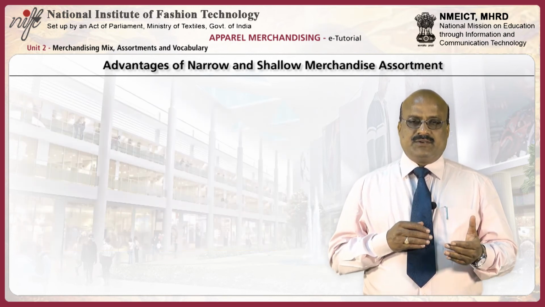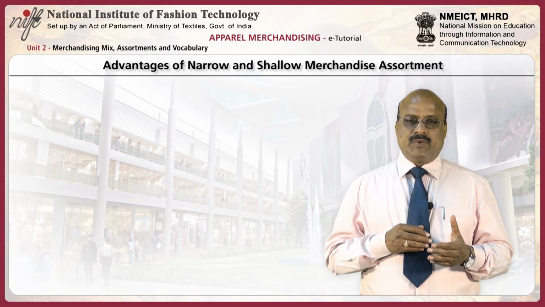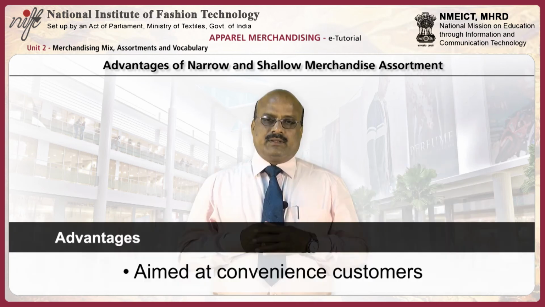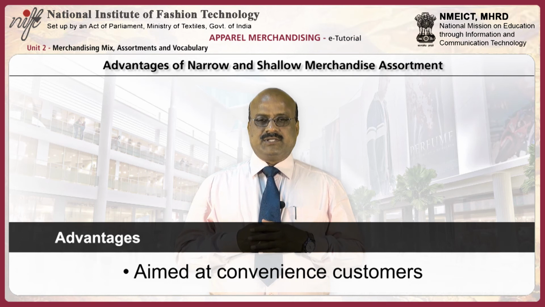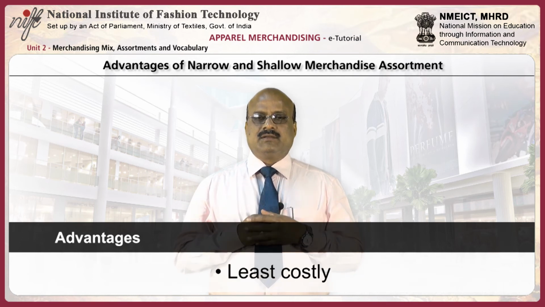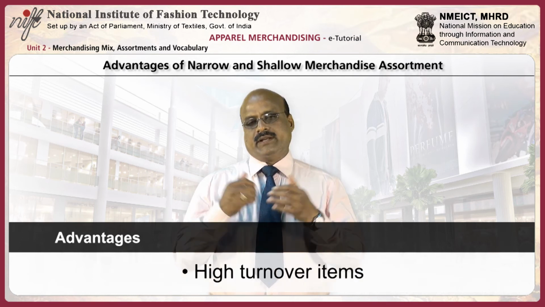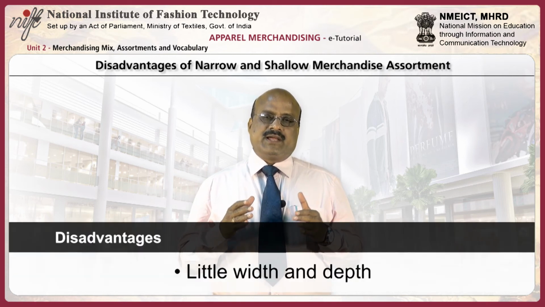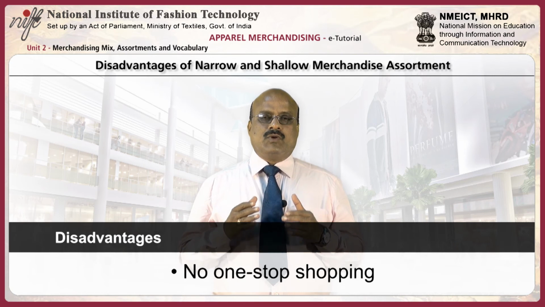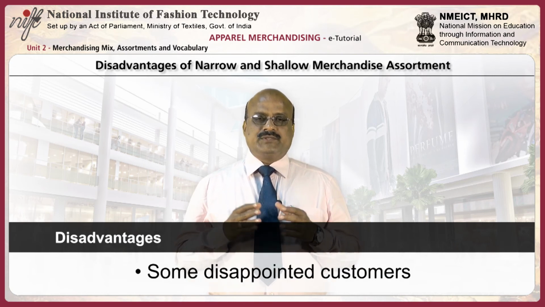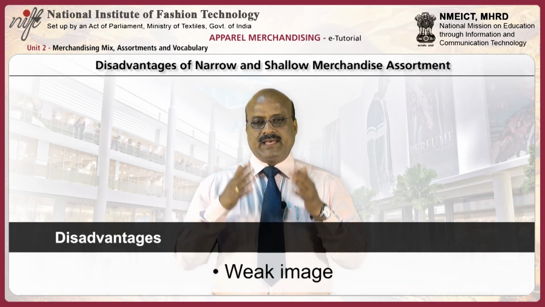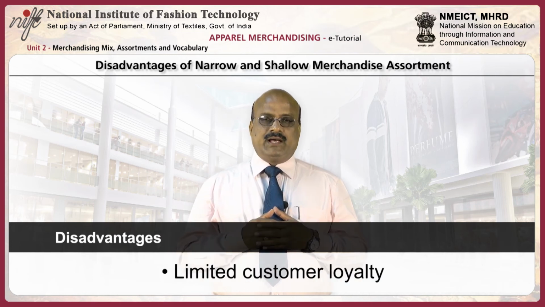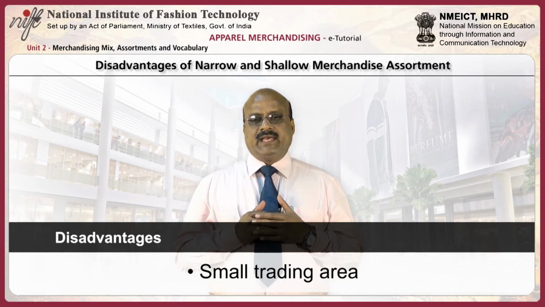The advantages of narrow and shallow merchandise assortments are: they are aimed at convenience customers, they are least costly, and are high turnover items. The disadvantages of these are: they have little width and depth, there is no one-stop shopping, there could be some disappointed customers, they have a weak image and have limited customer loyalty, they have a small trading area.